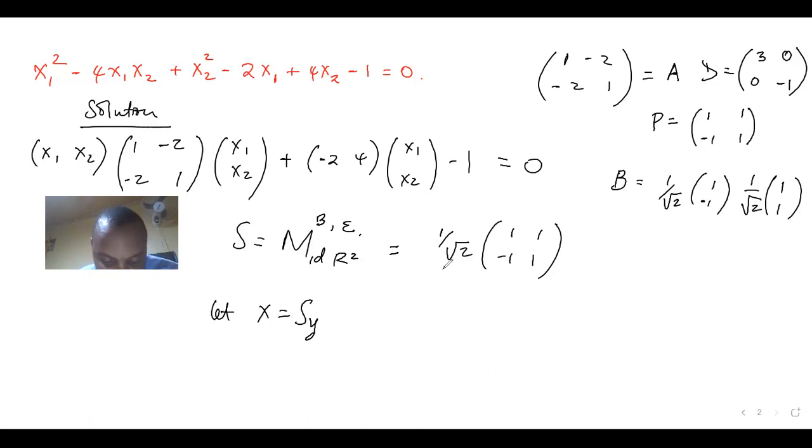So I see how you change the coordinates. You just replace X with the matrix S multiplied by Y1, Y2. And then you substitute and simplify. So you write the diagonal matrix directly, and you get something new.